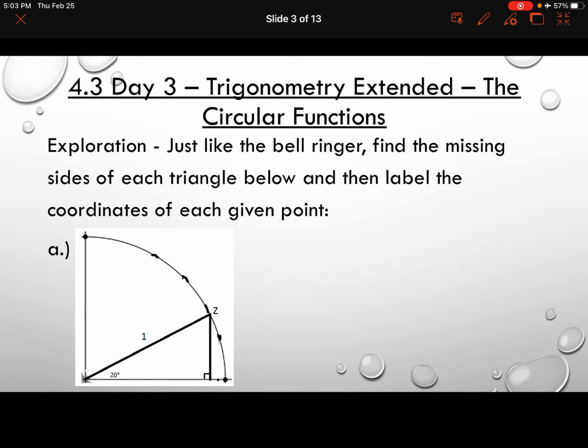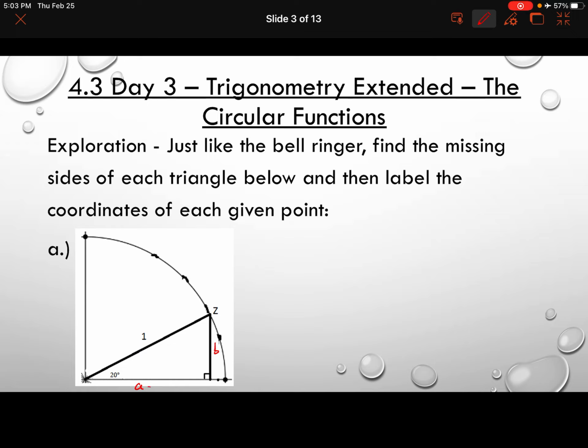And then hopefully from there we can notice some patterns, especially when it comes to sine, cosine, and tangent. So let's find the missing sides of each of these triangles first. So we'll start off with this right triangle in front of us, which, as you can see, has an angle measure of 20 degrees in the center. That's the central angle measure. The hypotenuse is 1 because it is the radius going from the center to the edge of the circle. So we are going to determine what these two missing sides are, which we will label A and B respectively.